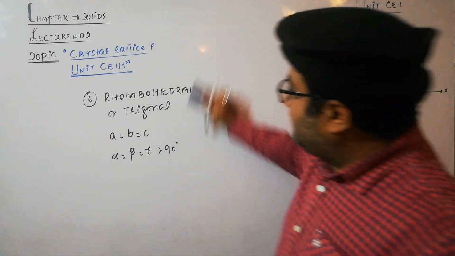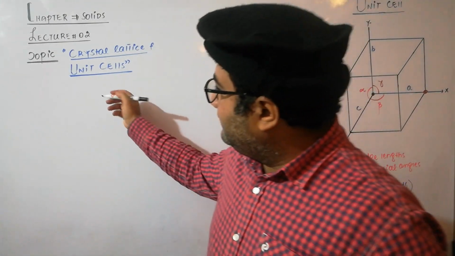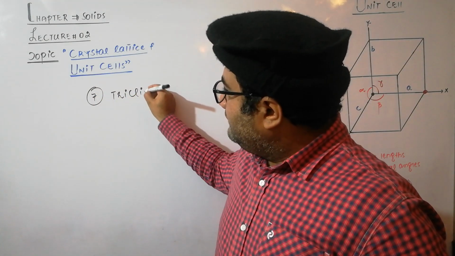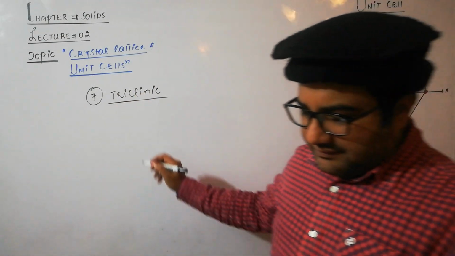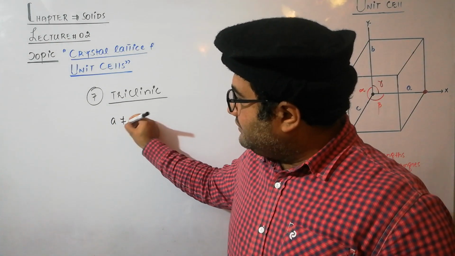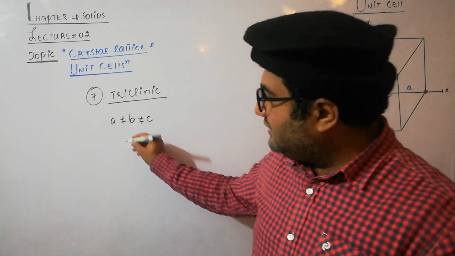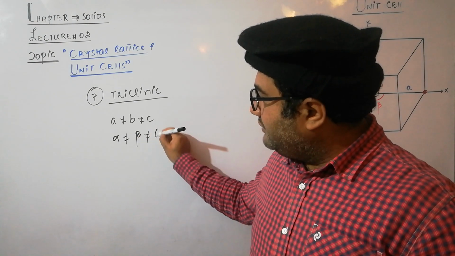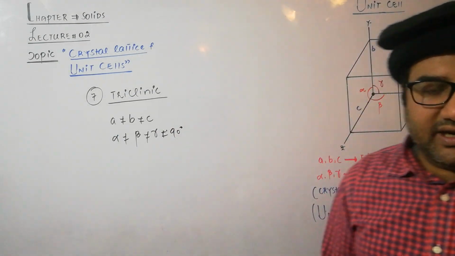Now let us move towards the last one, seventh, and that is the triclinic. In case of triclinic, A is not equal to B, B is not equal to C. So all the edge lengths are different from each other. And similarly, alpha is not equal to beta, is not equal to gamma, is not equal to 90 degree. So all bond angles are also different from each other.